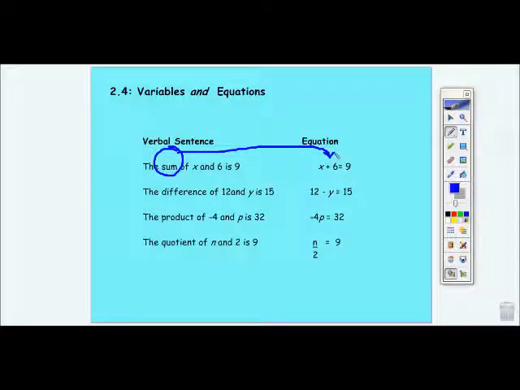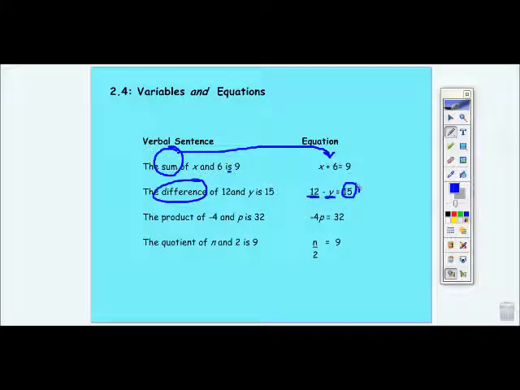So we had x, we combined it with 6, the sum of, and we end up with the "is," which is always the equal sign. Now we have the next one, difference. Be careful with difference because you need to make sure you have it in the correct order. So the difference of 12, so 12 is going to be my first number, and y. So I did 12 minus y, and then the "is" is giving us the 15.